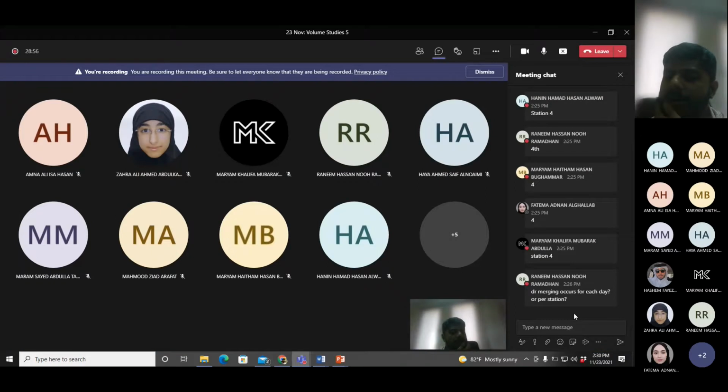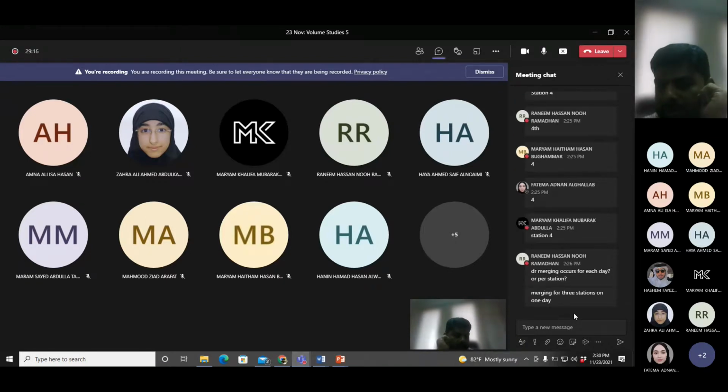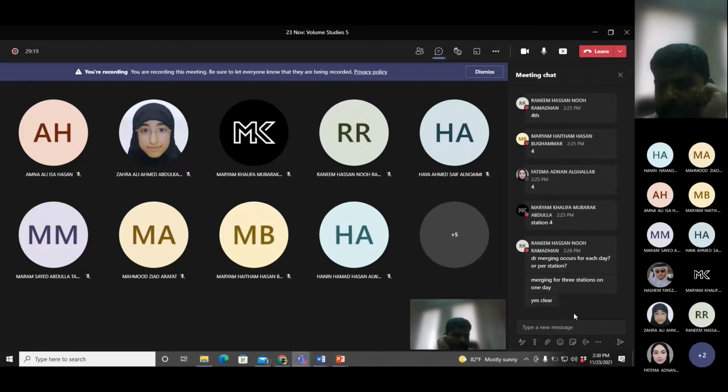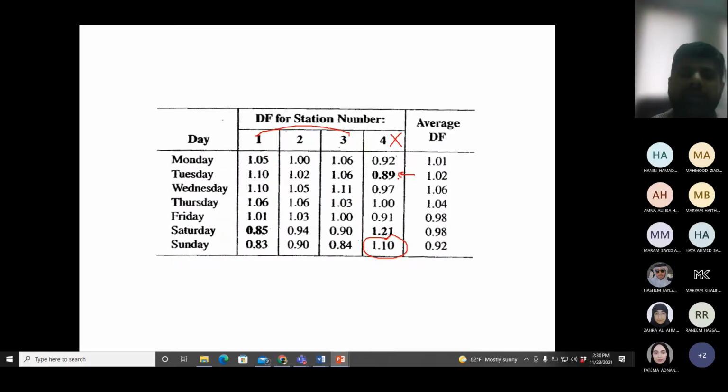Merging occurs for each day or per station? What do you mean? Merging, we are merging for each day. We are trying to calculate a single factor for each day. Clear? Okay, so now for 3 stations, you will calculate an average factor for Monday, Tuesday, Wednesday, and so on. So give me the average factor for Monday, Tuesday, Wednesday, Thursday, just using the 3 stations.